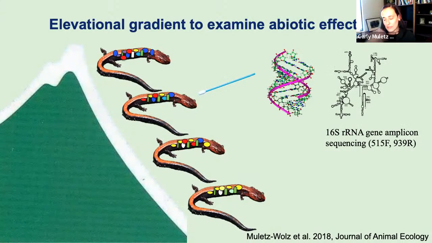And just to say, when I say the word microbiome, I am looking at the microbiome by taking a skin swab from those salamanders, extracting the DNA, and then using 16S rRNA gene amplicon sequencing to look at these microbial communities. And so unless noted otherwise, when I say microbiome, it's the 16S metabarcoding community that I'm looking at.